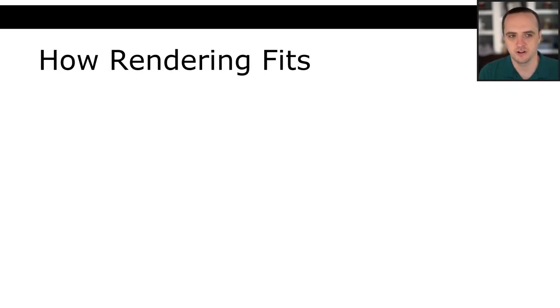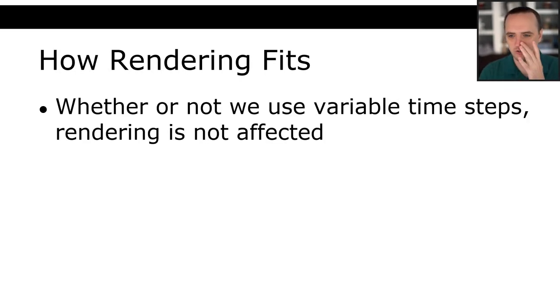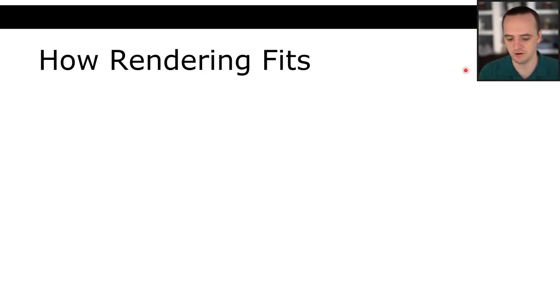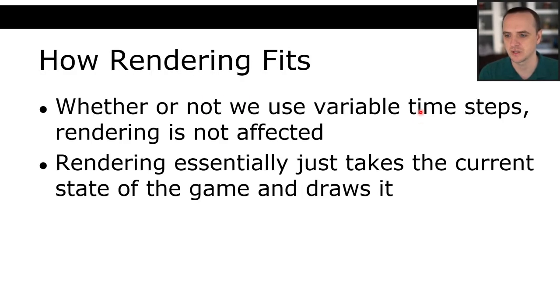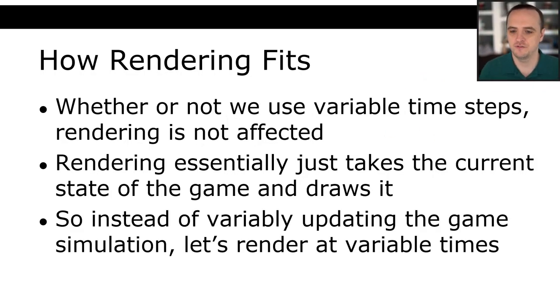So how does rendering fit in all of this? Whether or not we use variable time steps, our rendering is not affected, right? Because here, in our thing here, we're still doing one render per update. It's just that we are varying the amount of time that passes for each update. Rendering essentially just takes the current state of the game and draws it. That's all it ever does. It looks at your current entities and draws them to the screen. So instead of variably updating the game simulation, let's render at variable times, okay?